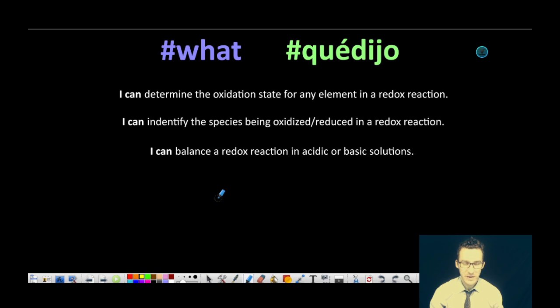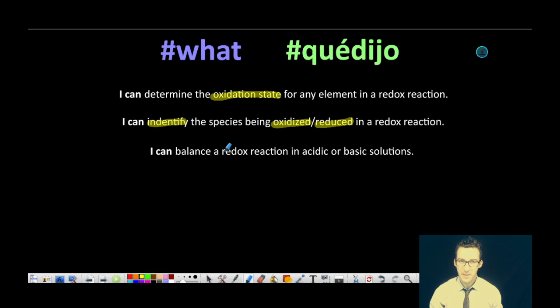As we think about redox reactions, we're going to have to be able to look at any element in a chemical reaction and determine its oxidation state. And that's going to be very useful for helping us figure out what's being oxidized and what is being reduced. Next, you're going to be able to identify the species that is being oxidized or being reduced in the redox reaction. Remember, those two things happen simultaneously. You can't have one without the other.